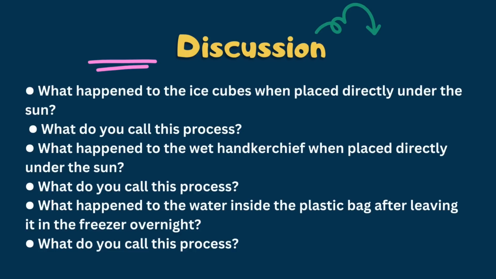is called melting. Now, what happened to the wet handkerchief when placed directly under the sun? So, the wet handkerchief will dry, and that process is called evaporation. So, the water from the wet handkerchief evaporated, and when the water has evaporated, the handkerchief becomes dry. Now, what happened to the water inside the plastic bag after leaving it in the freezer overnight? So, it froze, and the process is called freezing.